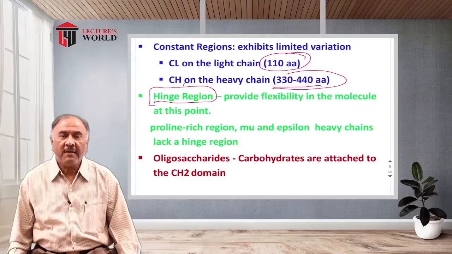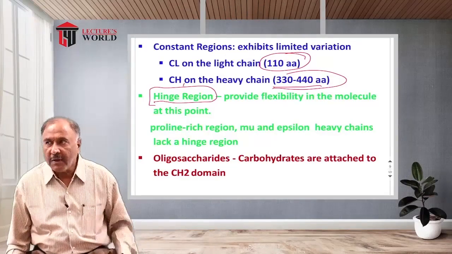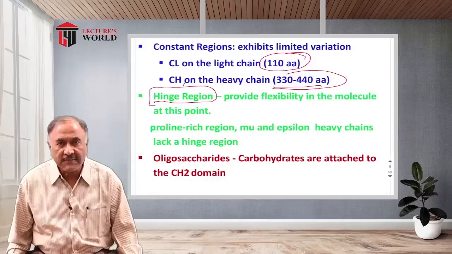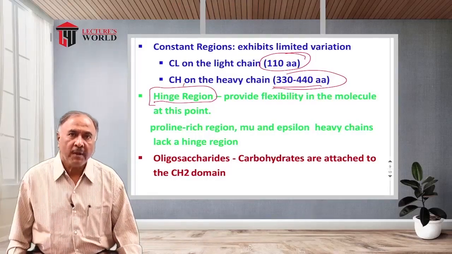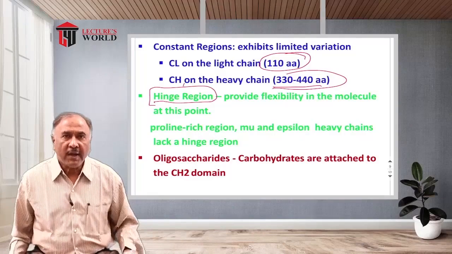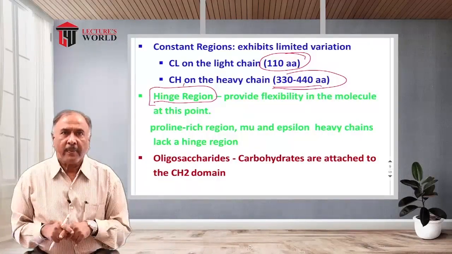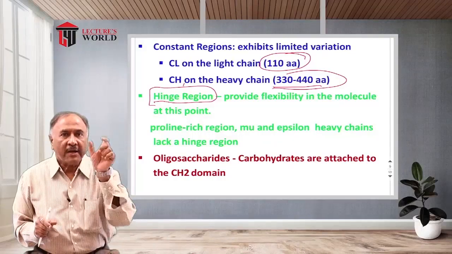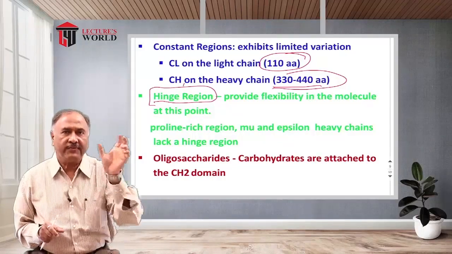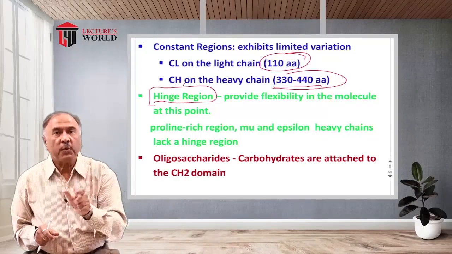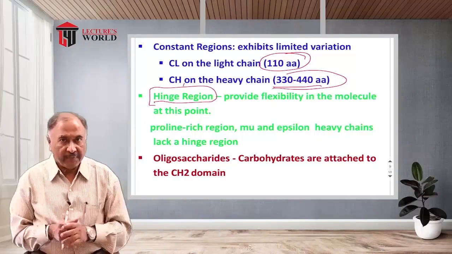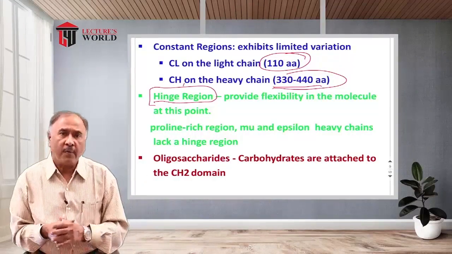Hinge is something, if I give you an example, let us consider a door or a window. The door is attached to a wall on a frame, and in a frame there are 3 to 4 hinges through which this door is attached to that frame. It can be a door or it can be a window.